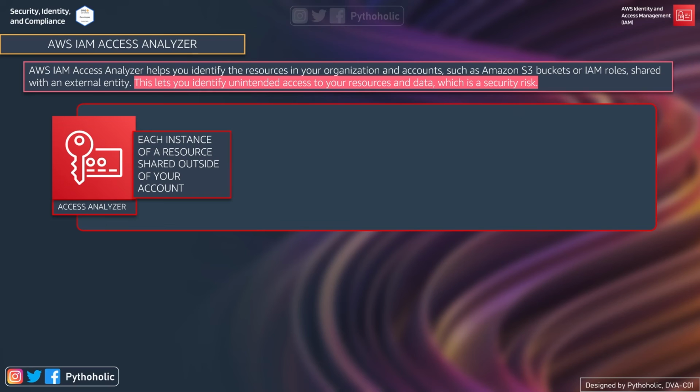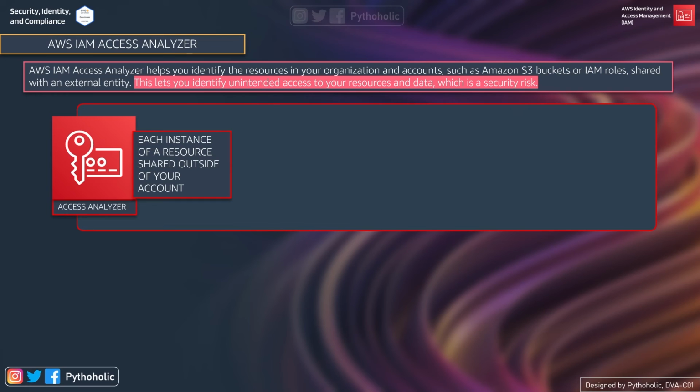Let's read this statement and try to understand it. AWS IAM Access Analyzer helps you identify the resources in your organization and accounts, such as Amazon S3 buckets or IAM roles, shared with an external entity. This lets you identify unintended access to your resources and data, which is a security risk. Now you will have two doubts after listening to what I just said. What is an external entity? And second, what kind of security risks?